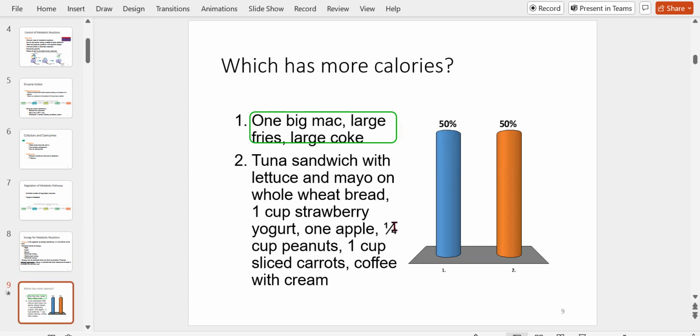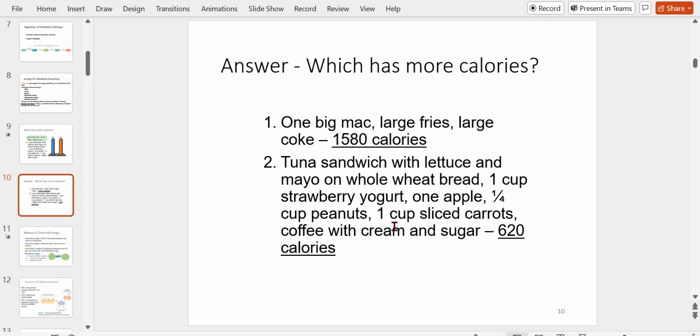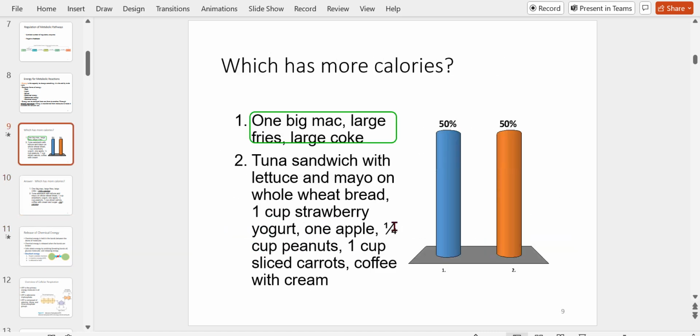There's a good little question for you to have a look. Quite interesting, that one there. Which has more calories? Exactly, but which one is healthier?